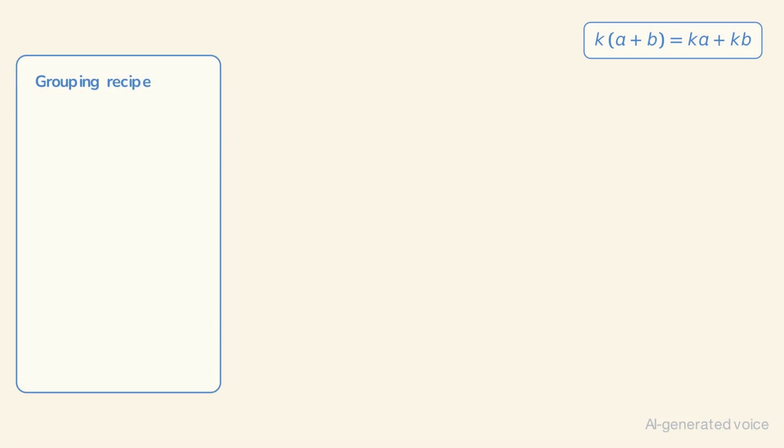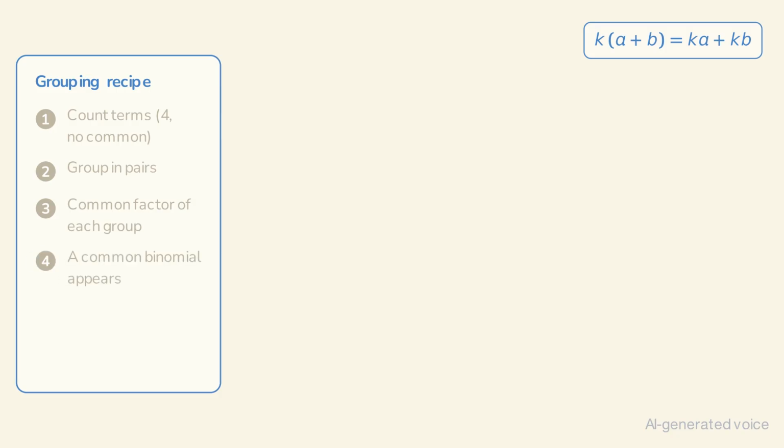Before touching the numbers, keep this recipe. 6 steps, always the same. I'll leave it here on the side, and it will light up on its own. 1. Count the terms. We look for 4 terms with no common factor to all. 2. Group them in pairs. 3. Take the common factor out of each group. 4. Notice the common binomial that appears. 5. Factor out that common binomial. And 6. The one nobody should skip: check.